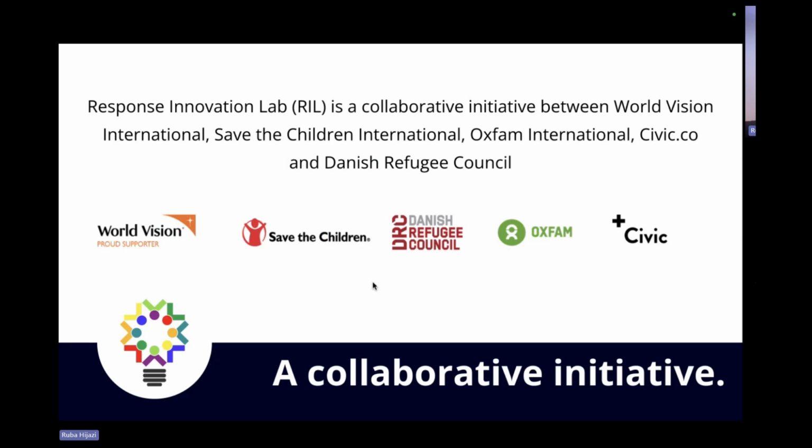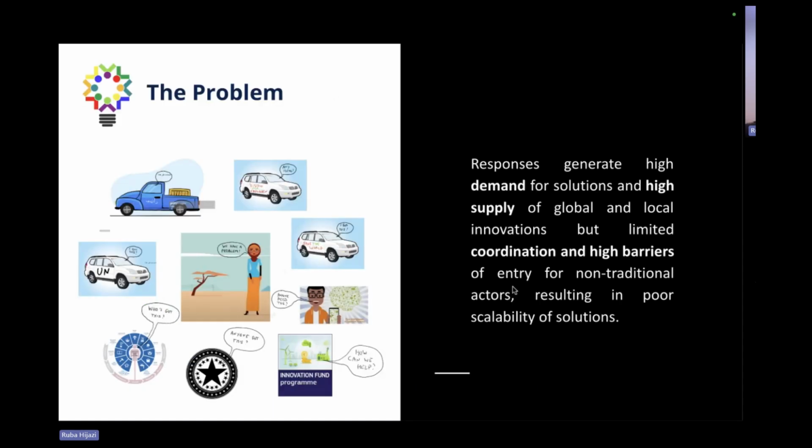The Response Innovation Lab is a collaborative initiative between World Vision International, Save the Children, Oxfam, CIVICUS, and the Danish Refugee Council. This concept started in Nepal after the earthquake. We realized that the response generates high demand for solutions, and there is a huge need for innovation in the humanitarian sector. At the same time, there is a high supply. On the global and local level, there is a huge number of innovations trying to address these humanitarian challenges, but there is a lack of coordination.